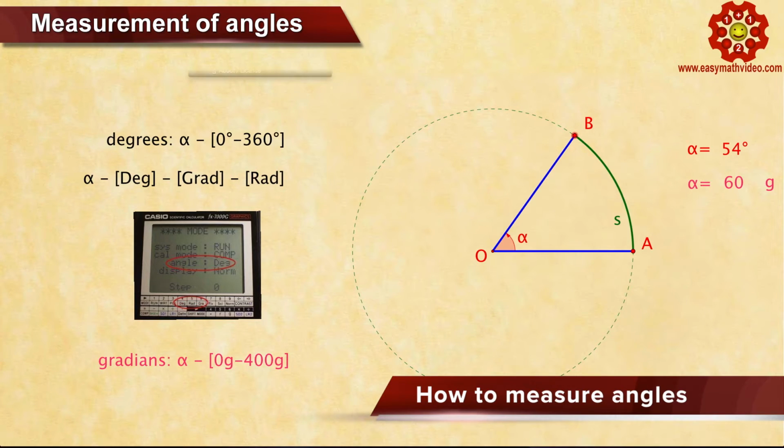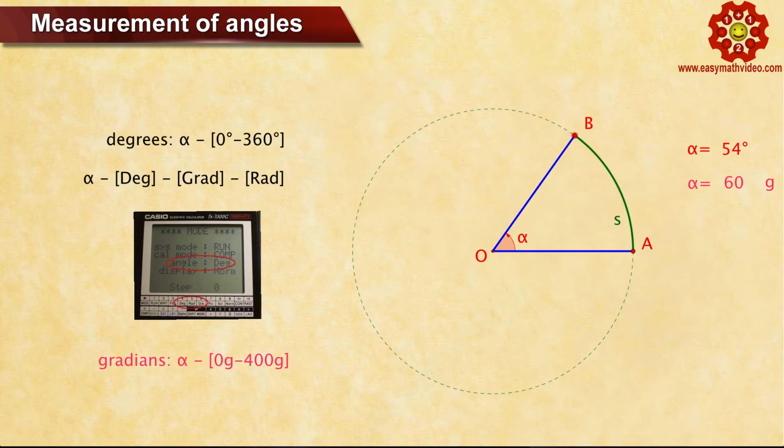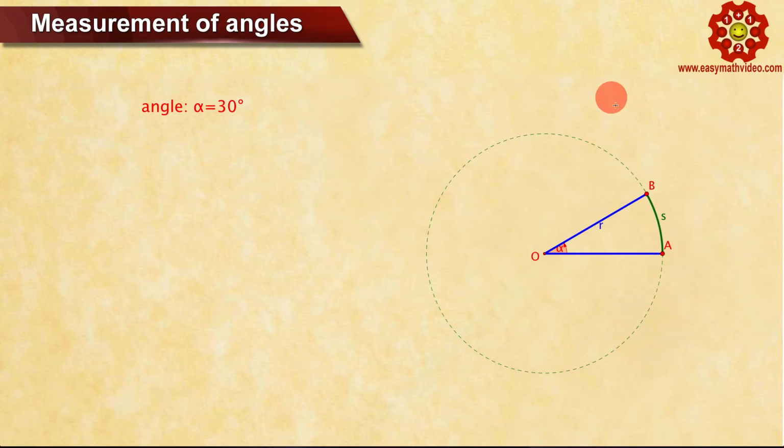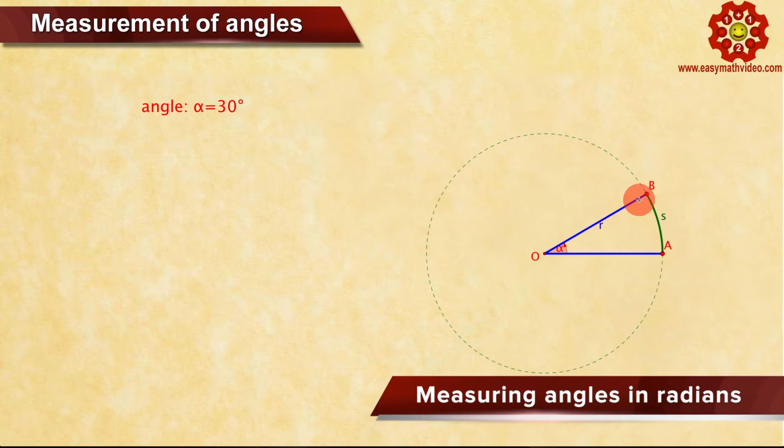What is a radian, and how do we measure angles in radians? Let's look at angle alpha again. As we can see, the current value of the angle is 30 degrees. The angle is actually a sector of the circle, and it looks like a slice of pizza. The sector of the circle is bordered by 2 radiuses and a circular arc.